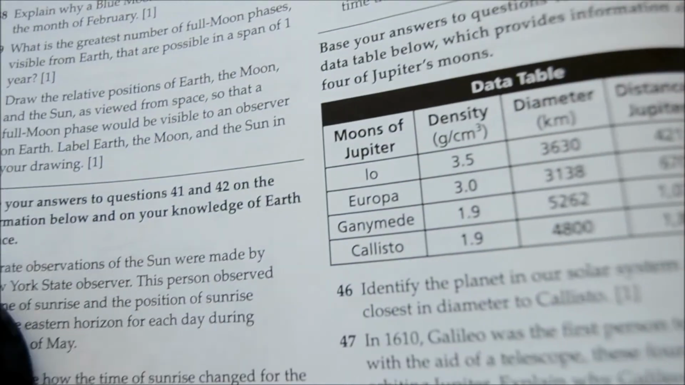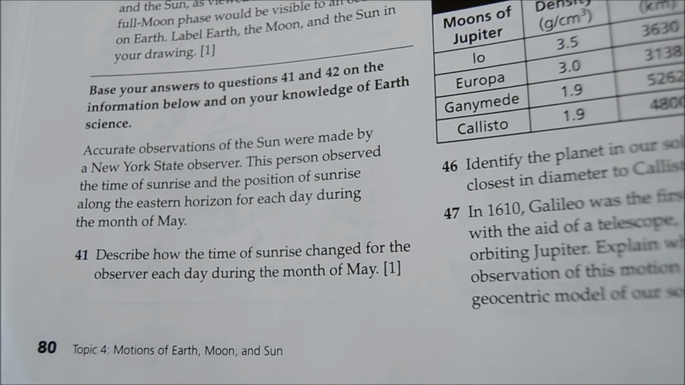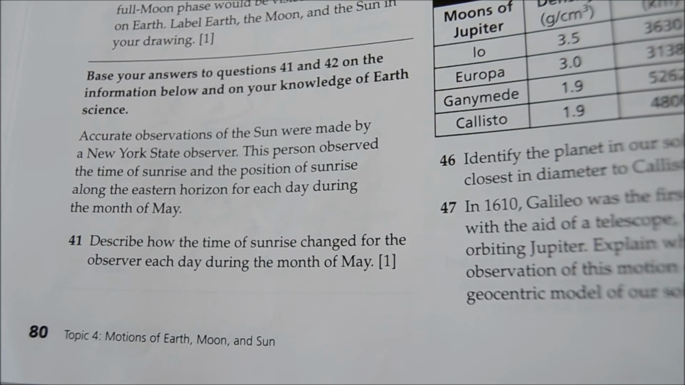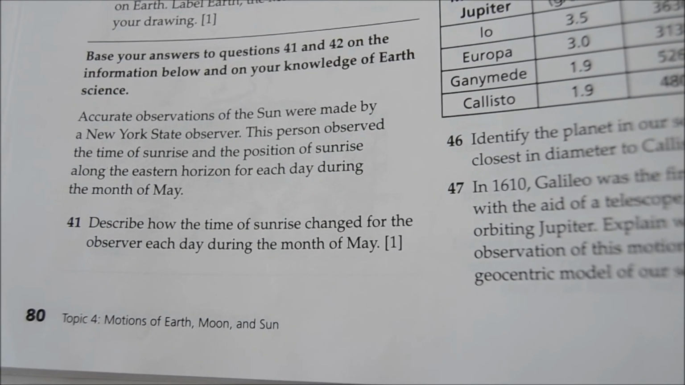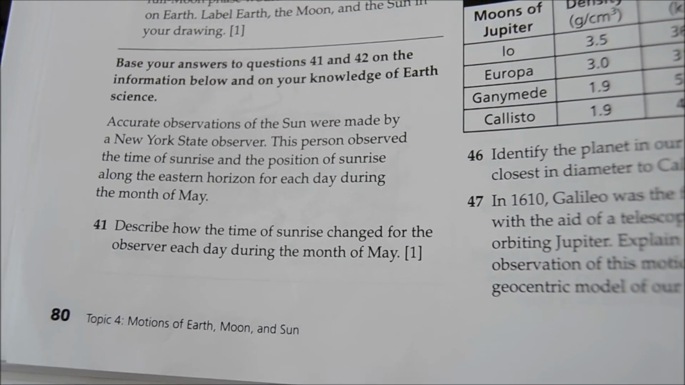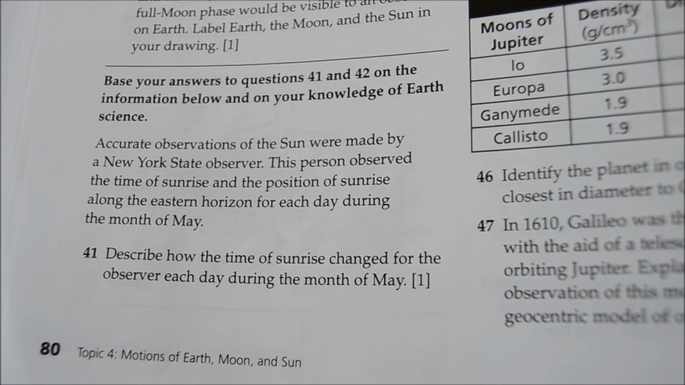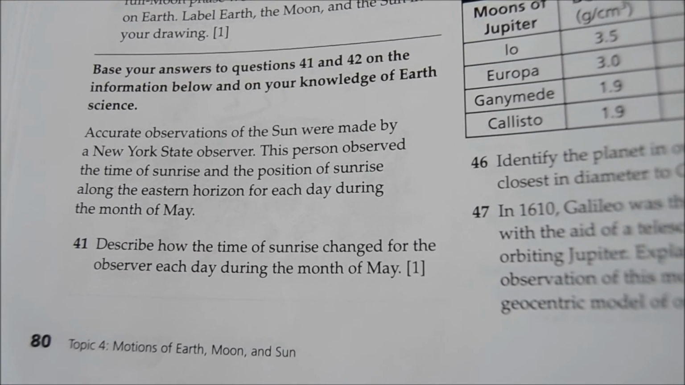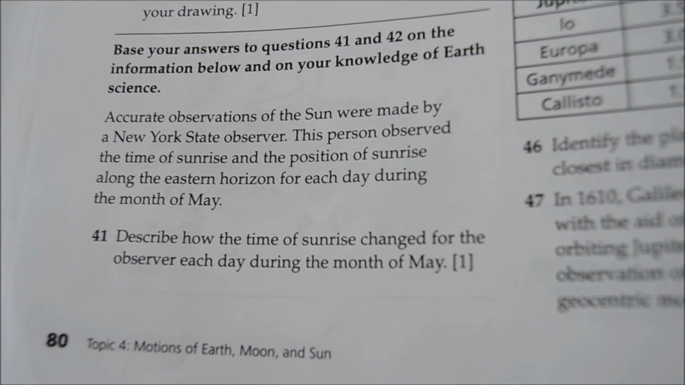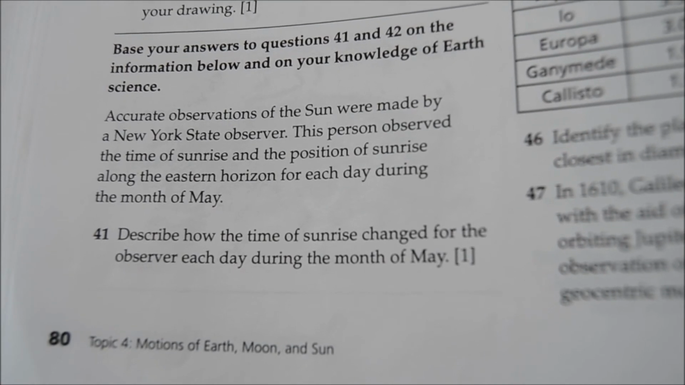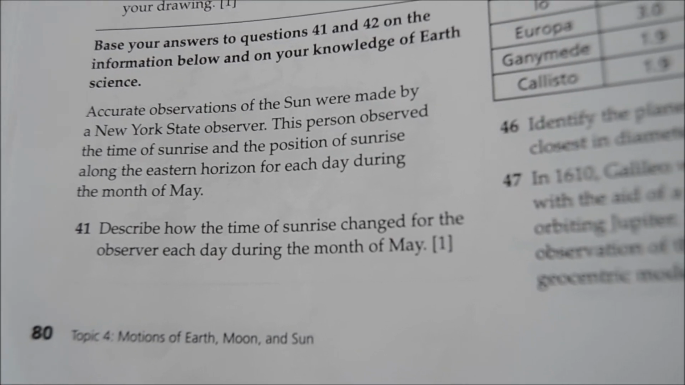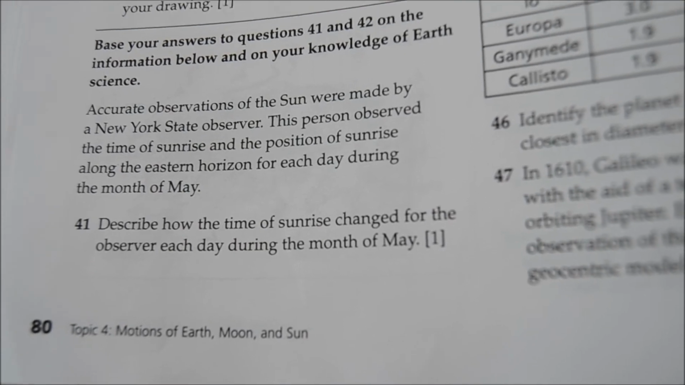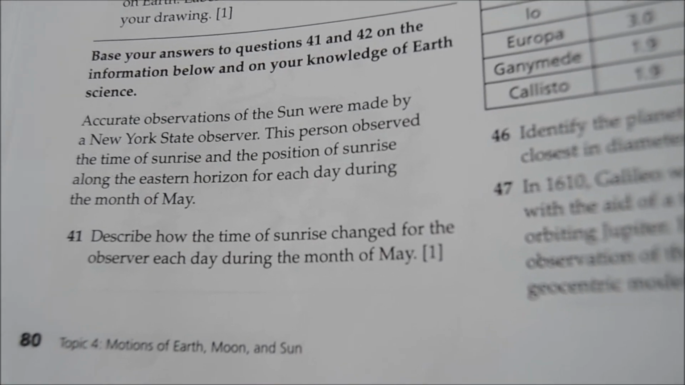Base your answers to questions 41 and 42 on the information below and your knowledge of earth science. Accurate observations of the sun were made by a New York State observer. The person observed the time of sunrise and position of sunrise along the eastern horizon for each day during the month of May. 41. Describe how the time of sunrise changed for the observer each day during the month of May.